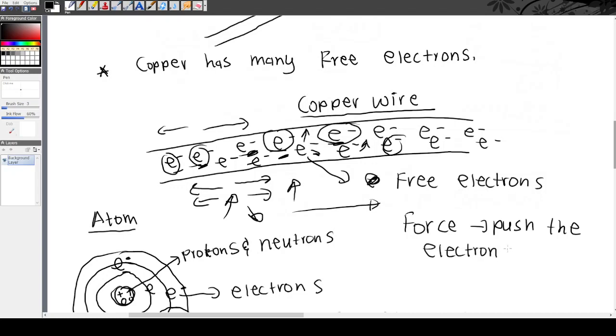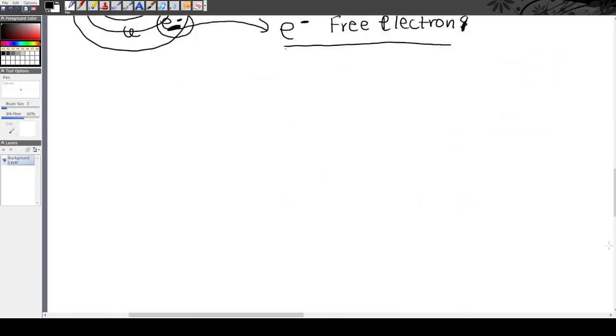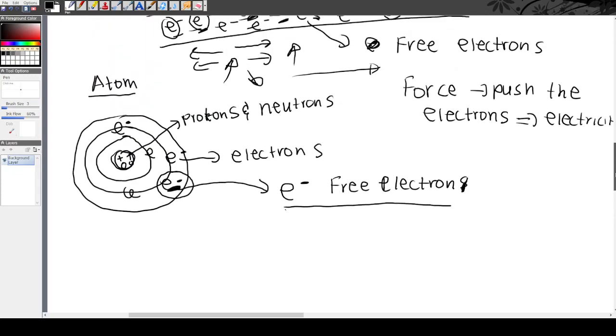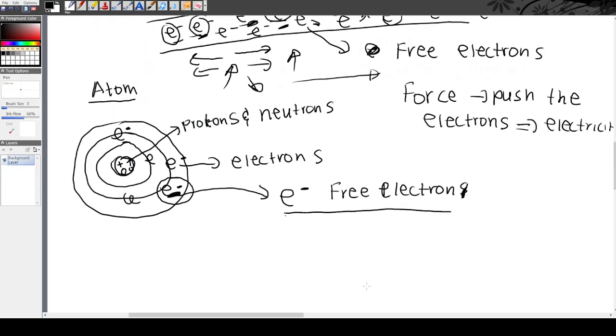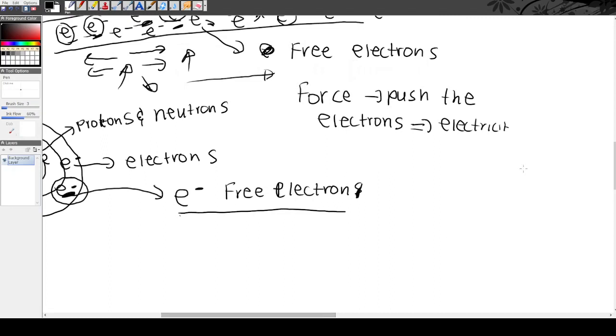So that we get what? Electricity. So that we get electricity. We need some force so that we get electricity. And this force we call, what is it in electricity? We call this force voltage.